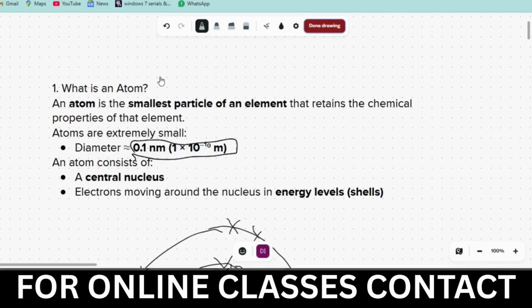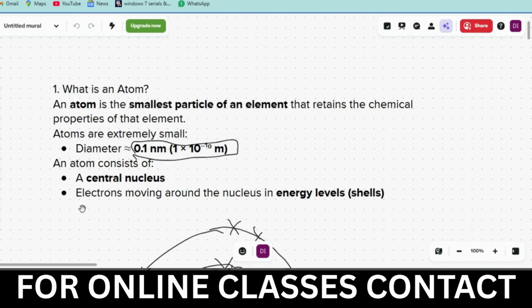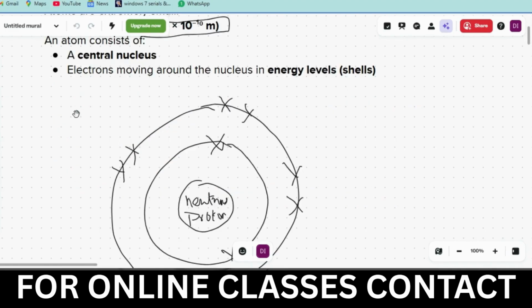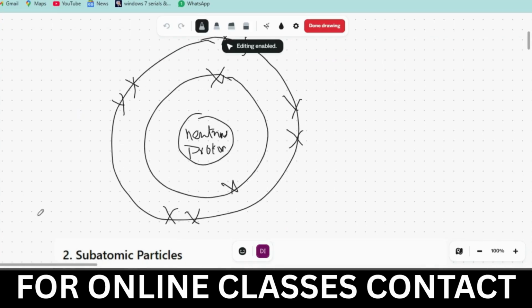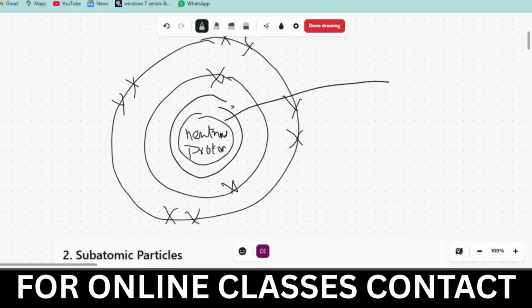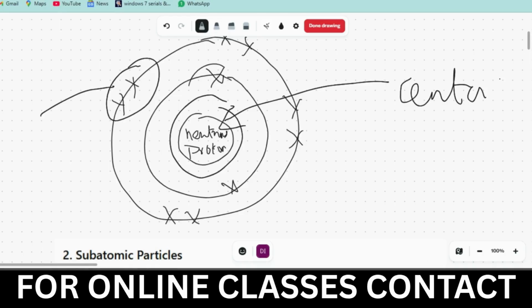Here is a diagram of an atom. So here you can see that protons and neutrons are at the center, whereas electrons are in the shells. All of them are in the shells. They are moving at high energy and they are outside of the center.